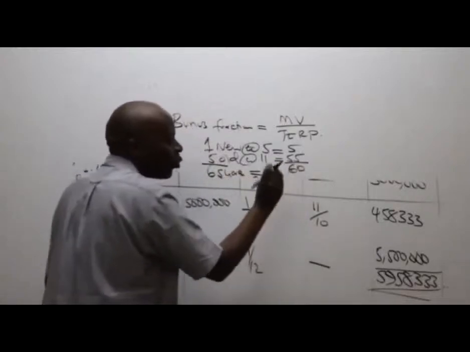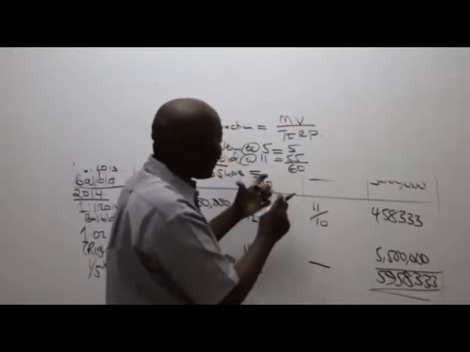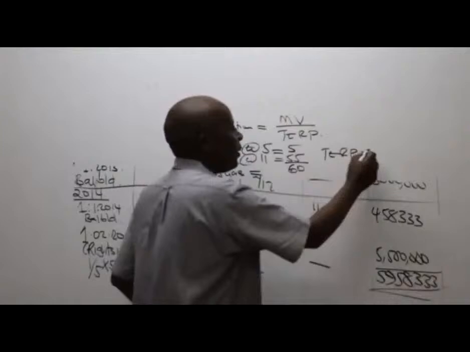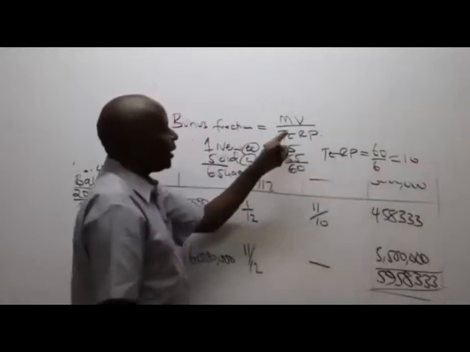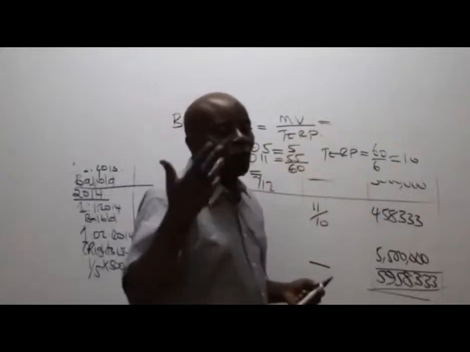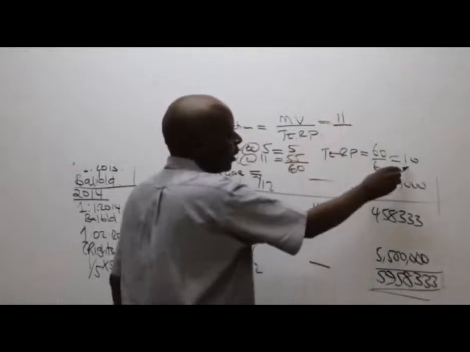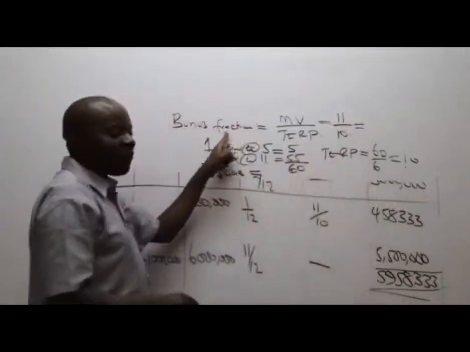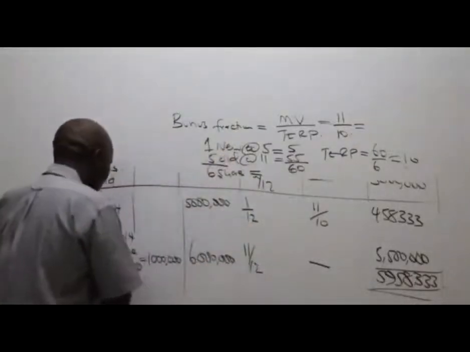How about the price for 1? That price for 1, now that I brought in the rights, will be the theoretical ex-rights price, which is 60 divided by 6, which gives me 10. Then I fit this into the formula. The bonus fraction will be equal to the market value of the old shares, 11, over the theoretical ex-rights price, which is 10. Don't tell me it's 1.1. We are calling it a fraction.